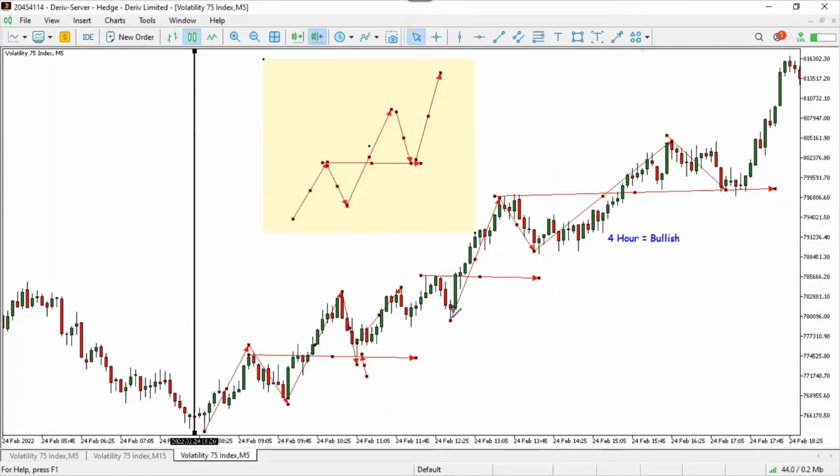So price returned and gave you a kind of rejection candle. Can you see this red candle here? It's a rejection candle. So it tested this high. Look at it. If I draw a box around that place now, can you see my box? So price returned to it.